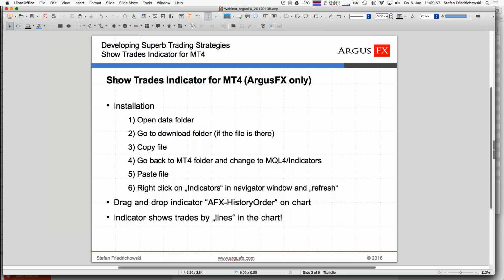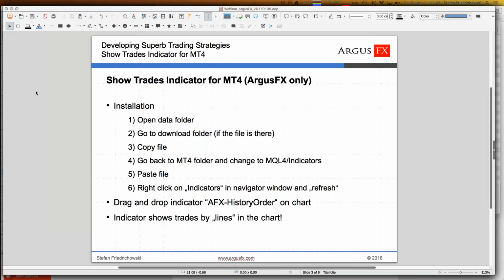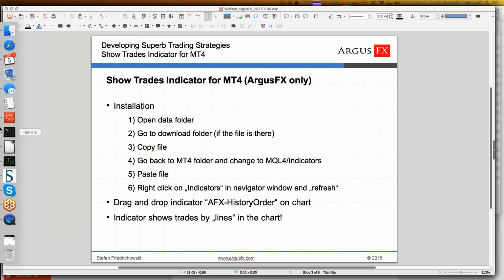It shows the trades within MT4 visually. You know that you have a trading history of your account, and then you can see your trades, but only by numbers. But it's much more impressive, and you can learn much more if you have that information of old trades within the chart. We do it via an indicator which has been programmed by Peter Milner, and that is a quite useful tool. Let me quickly show you how to install and then how to apply that indicator.